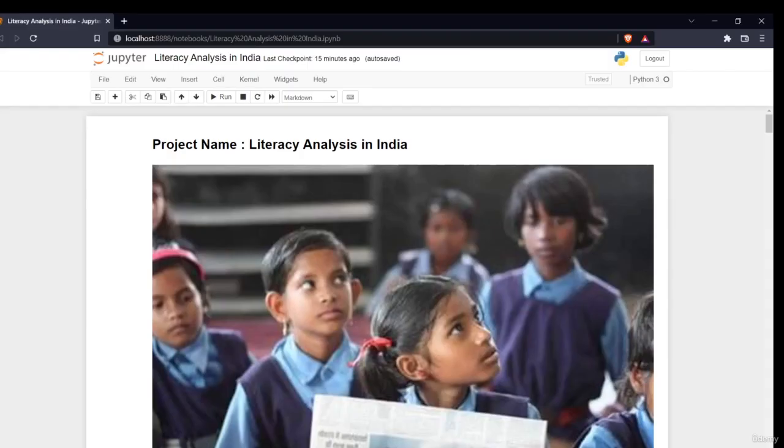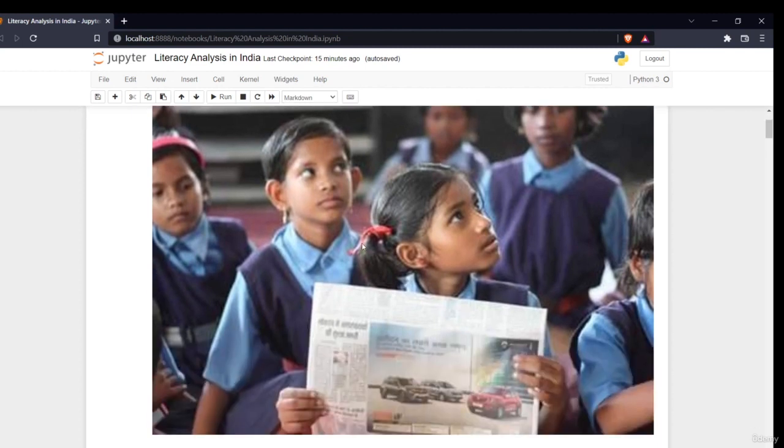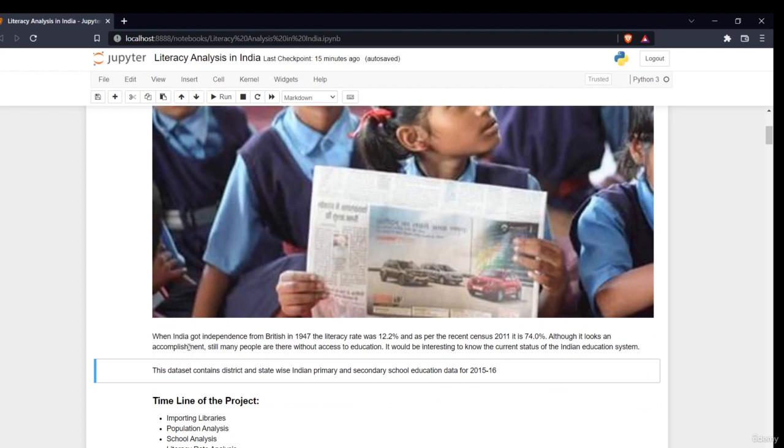Hello all and welcome to the notebook section of our project. In the introduction section we have seen what we'll be doing in this project, what the aim is and what the different things are which we'll be doing. So the title, as you know, is Literacy Analysis in India. There's a photo of a girl holding a paper which signifies education in India, like the rural population going to school. This was the introduction which I also told you in the PPT: what the literacy rate was before, and then it jumped to around 74% in 2011.